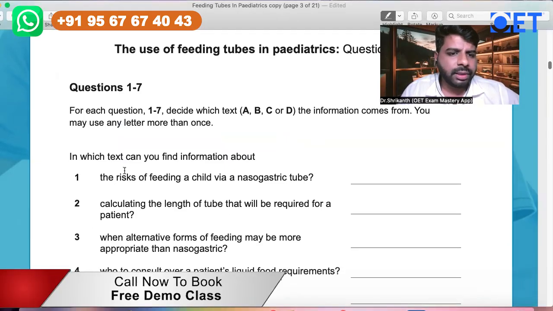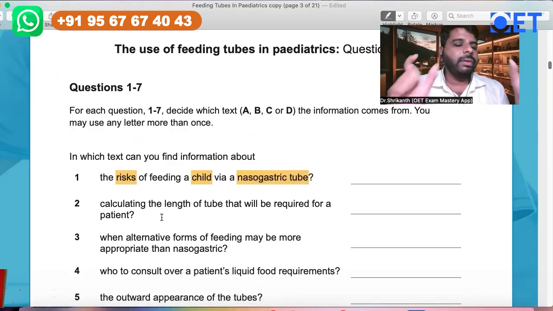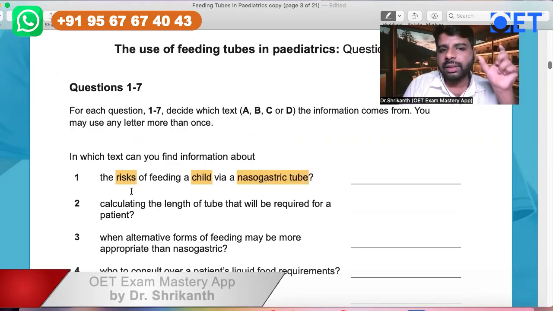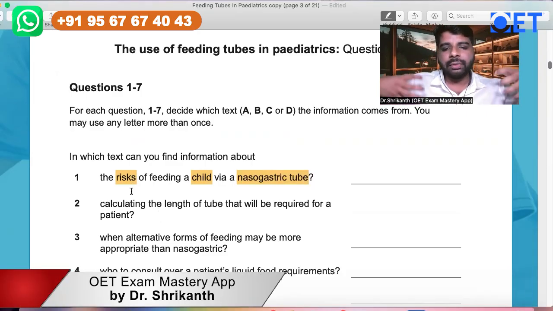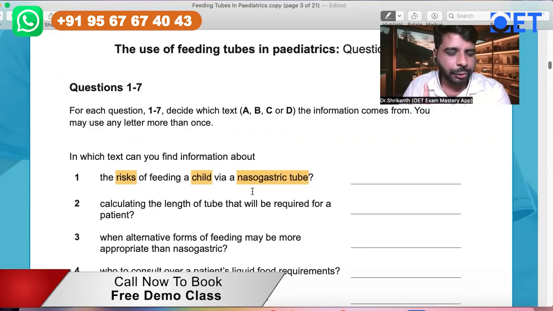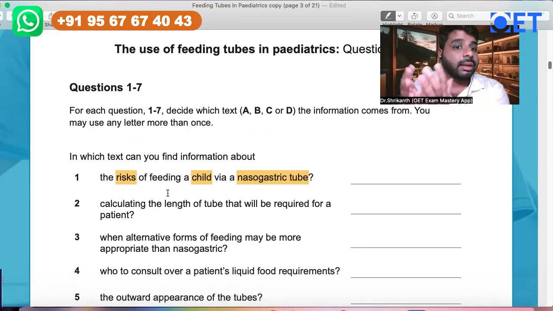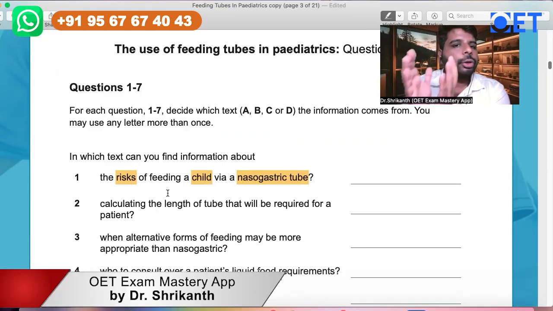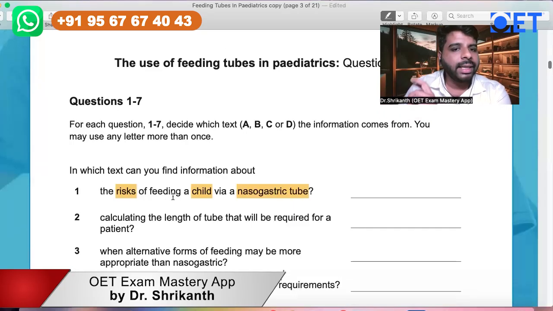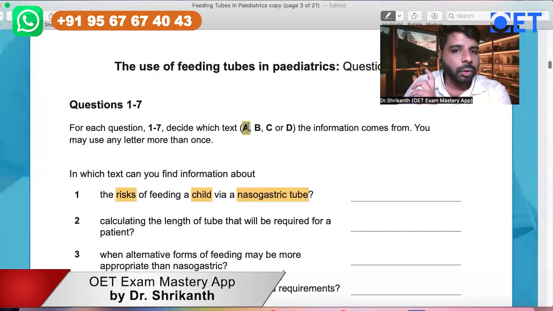So here the question is the risks of feeding a child via a nasogastric tube. So what is the key word over here? The key word over here is the risk. Okay, so when we are feeding a child via a nasogastric tube, there are going to be certain risks over there. Okay, and your duty is to find in which text this information is located. Is it A, B, C, or is it in D?